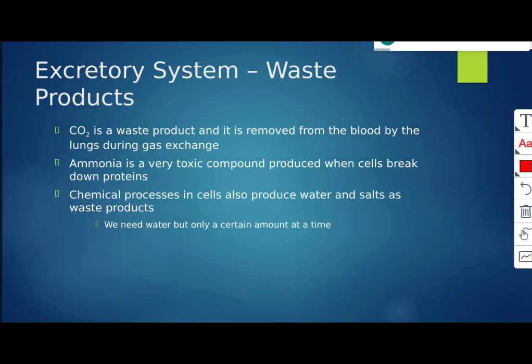Okay, so let's take a look next at the excretory system and some of the waste products. When we were looking at the respiratory system, we talked about carbon dioxide. Carbon dioxide is a waste product, and it gets removed from the blood by the lungs during gas exchange. Recall how the capillaries were wrapped around the alveolus, gas exchange would occur, and then we would exhale out our carbon dioxide. Another waste product is ammonia. It's a very toxic compound that gets produced in our bodies when we break down proteins.